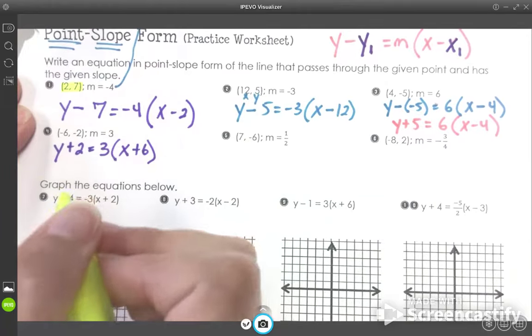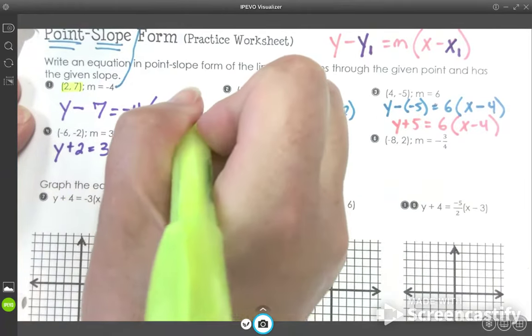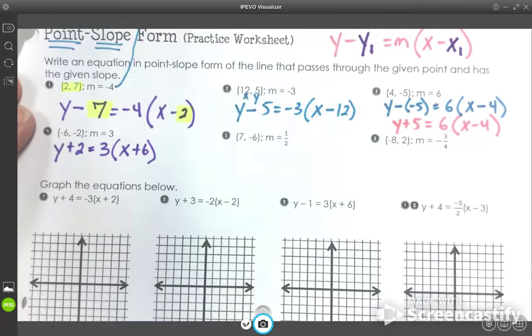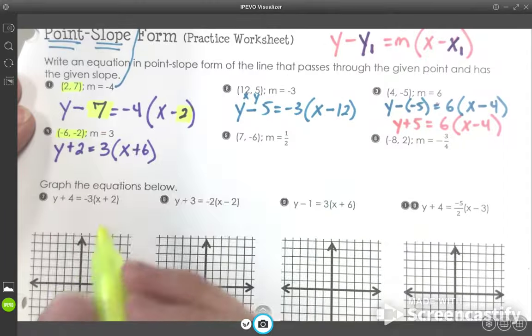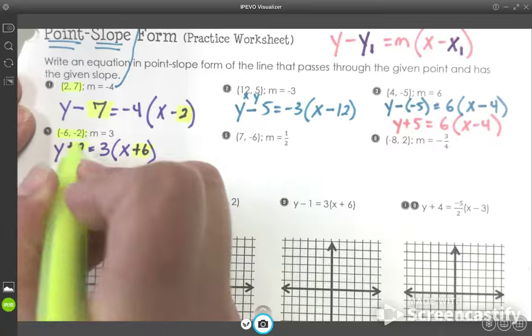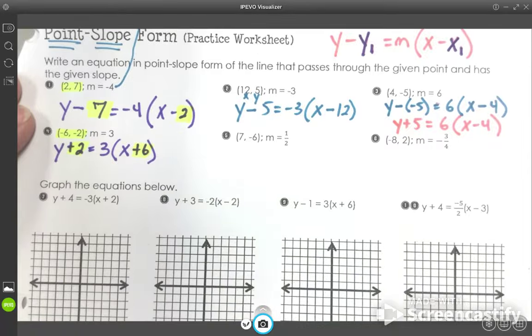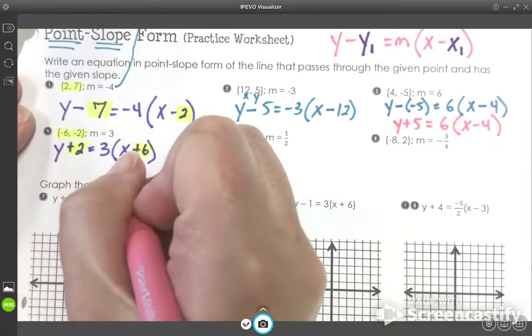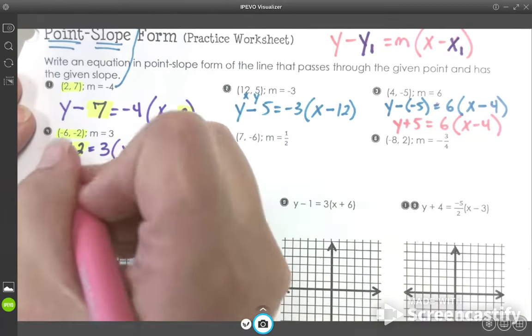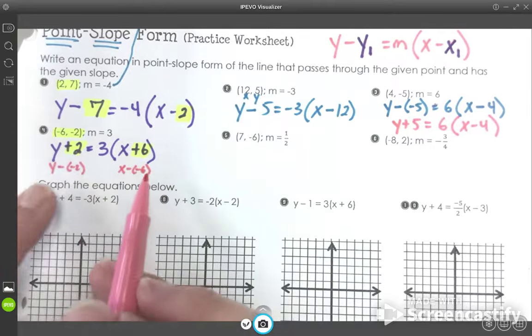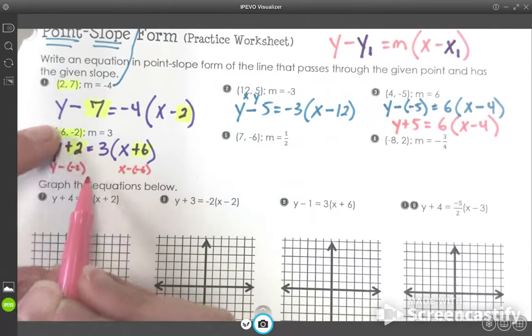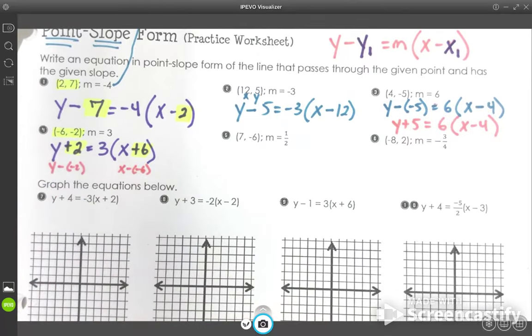I had a positive point here of 2, 7. +2, +7, because it comes from after that minus sign. I had negative coordinates here, -6 and -2, but they're written as a plus sign. So that's where your brain has to go the other direction. And remember that this is actually x minus -6, and this is actually y minus -2 to get my point as a -6 and a -2. Are we seeing that?